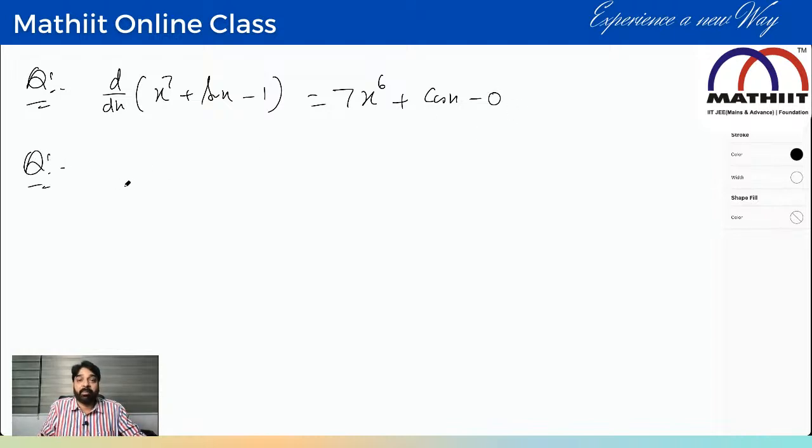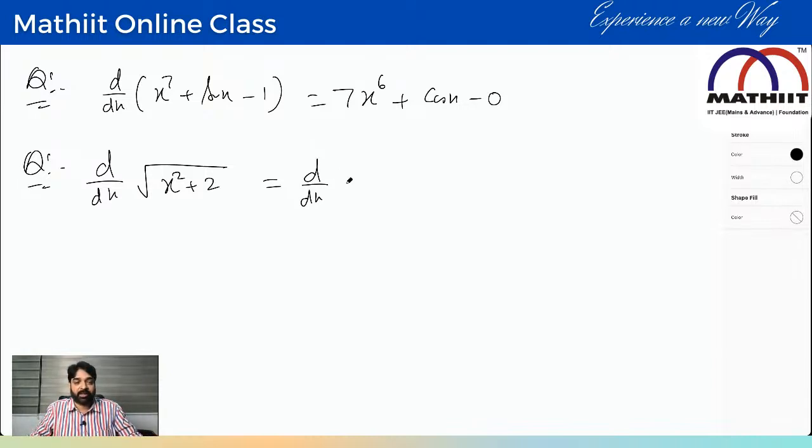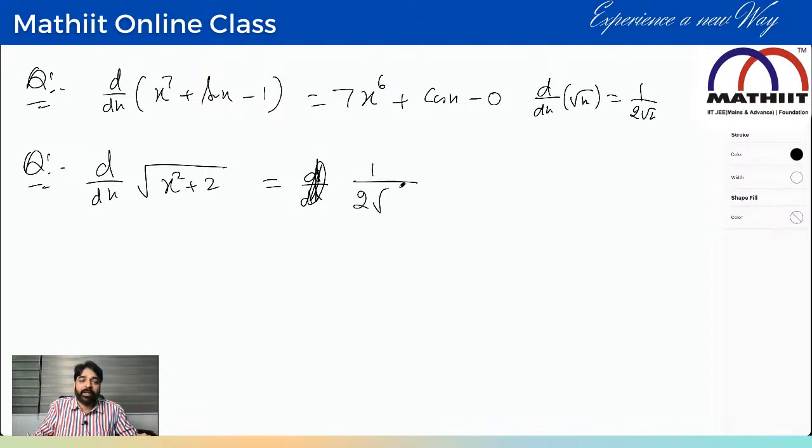I hope it's clear to everybody. d by dx of root of x square plus 2. So we'll say this is d by dx of root x. What is the formula of d by dx of root x? 1 by 2 root x. Just now we saw the formula: d by dx of root x is 1 by 2 root x. But be clear, the root of something differentiates to 1 by 2 root of that something, but that something's differentiation you always have to do too, into d by dx of x square plus 2. Did you understand this line?